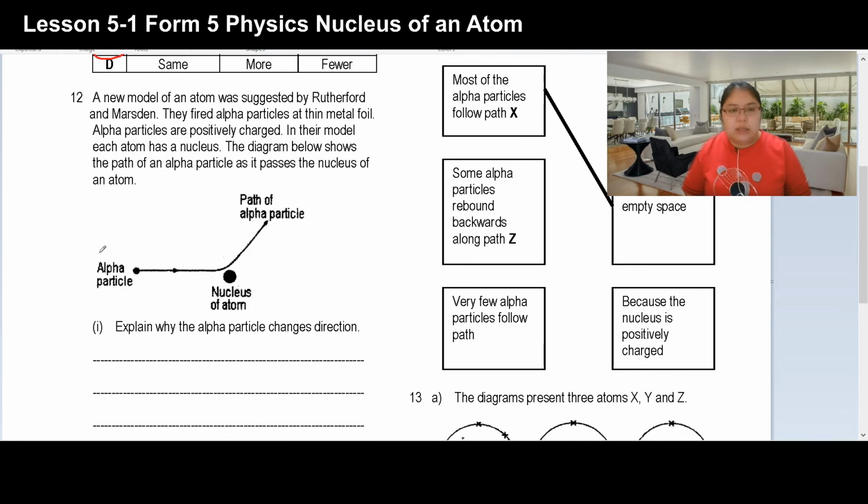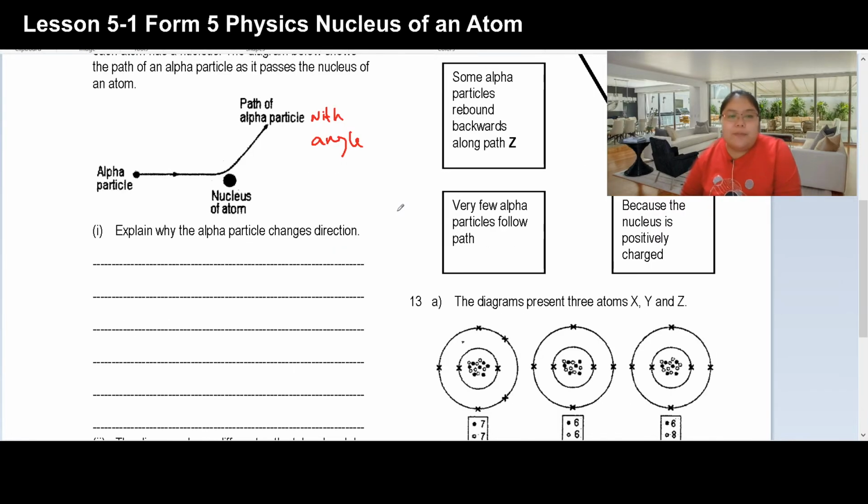Okay, then we see question 12. A new model of the atom was suggested by Rutherford and Marsden. They fire alpha particles at a thin metal foil. Alpha particles are positively charged. So in their model, each atom has a nucleus. Now the diagram shows one of the paths of the alpha particle. When it passes near the nucleus, it bends. So from here, they ask you to explain why the alpha particle changes direction.